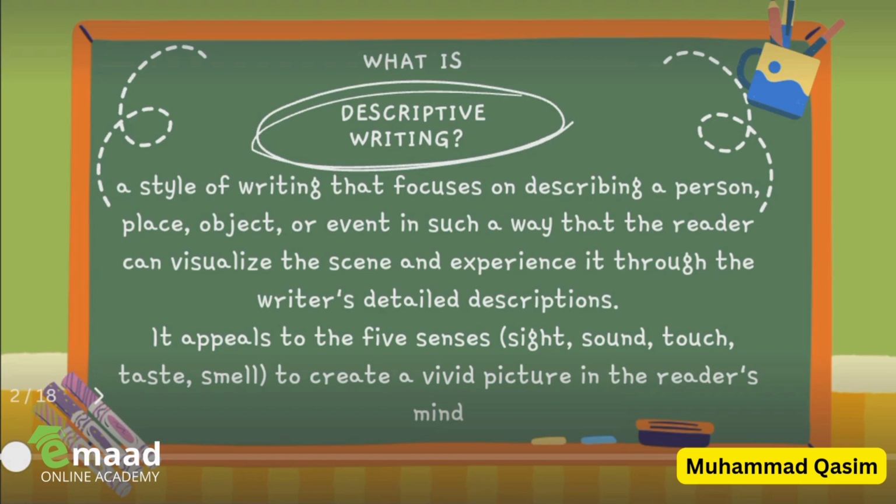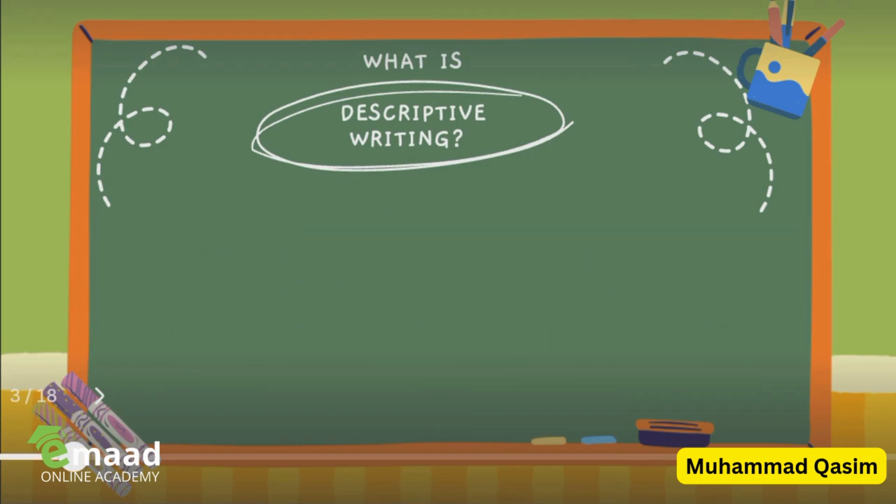This descriptive piece of writing appeals to the 5 senses of the reader: sight, sound, touch, taste, smell. So when a writer uses the word delicious, the taste comes into the mind of the reader and he feels the taste. So it appeals to his sense of taste. And when there are strong vocabulary words for fragrance and smell, it appeals to the sense of smell of the reader, to create a vivid picture, a clear, forceful, powerful image in the reader's mind.